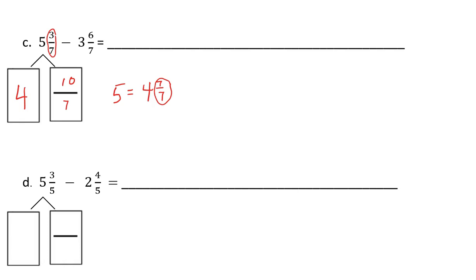Instead of 5 3/7 minus 3 6/7, I have 4 10/7 minus 3 6/7. I'll subtract my fractions first. 10/7 minus 6/7 equals 4/7, because 10 minus 6 is 4, and 4 minus 3 equals 1. That means that 5 3/7 minus 3 6/7 equals 1 4/7.